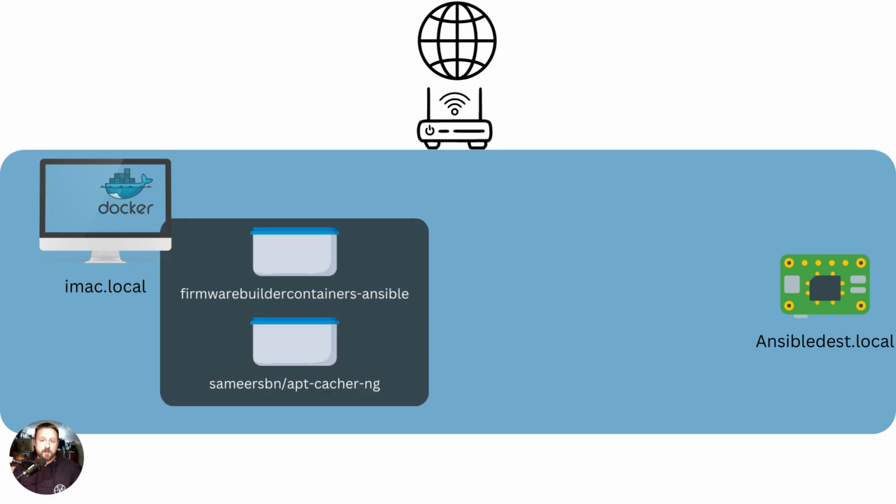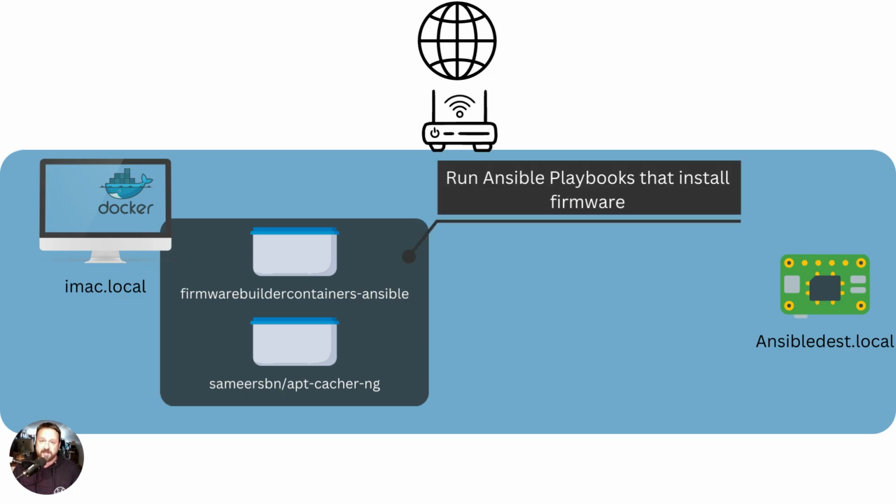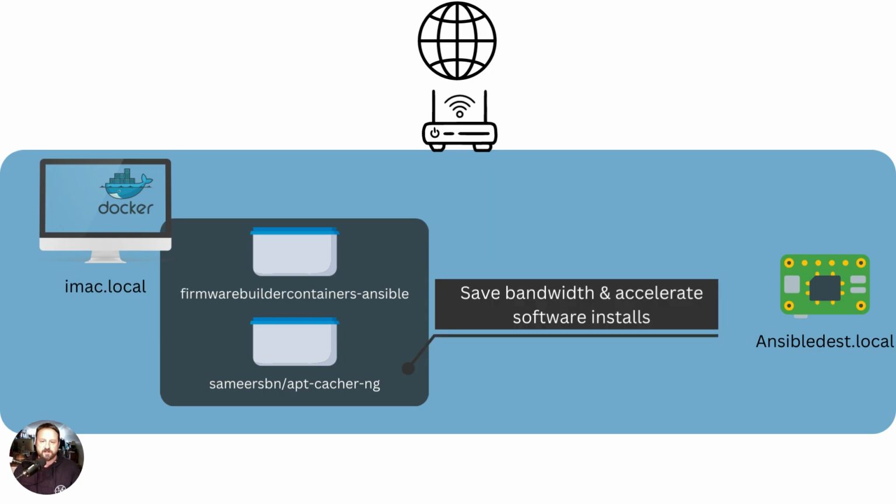To automate the reproduction of a project, we'll be running 2 containers on my dev workstation. One container will be running Ansible, and our second container will be running AppCacher NG. The Ansible container is where we spend most of our time. This container is used to execute Ansible playbooks. The playbooks install software on our target system in a controlled fashion with minimal steps for the user.